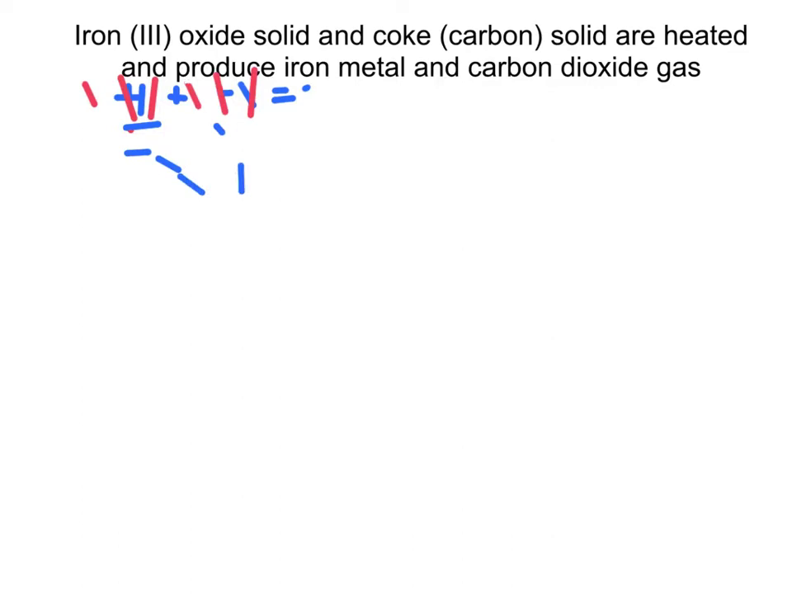I'm going to erase the mess we made to figure that out. Then we go on to the next thing: iron oxide plus coke, which is carbon, just plain C, are heated to produce, so we have an arrow, iron metal, Fe, and carbon dioxide gas, and we know carbon dioxide gas is CO2. Now I can add the gas and the solid at a later time.